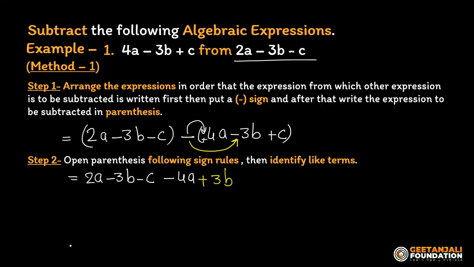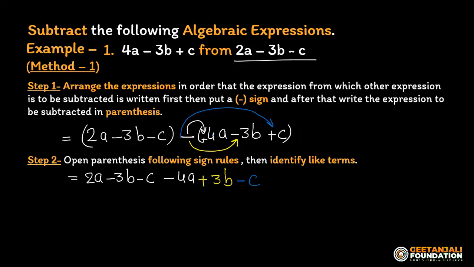Now the next is c. So you see this minus sign and this plus sign. So minus plus becomes minus. So it is minus c. So when there is a negative sign before a parenthesis, all the signs of the given expression flip.